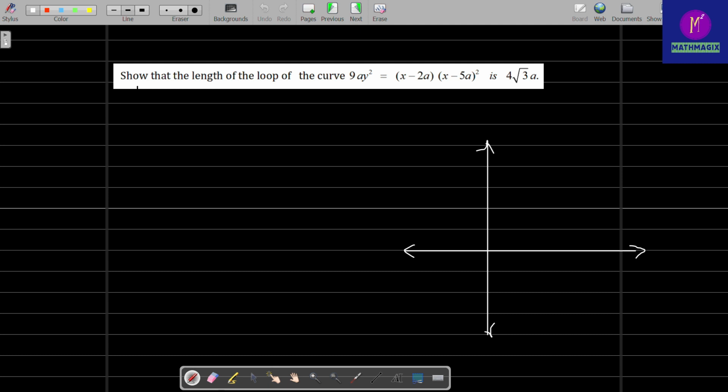Let us see another question. Show that the length of the loop of the curve 9ay square equal to x minus 2a into (x minus 5a) square is 4 root 3a.